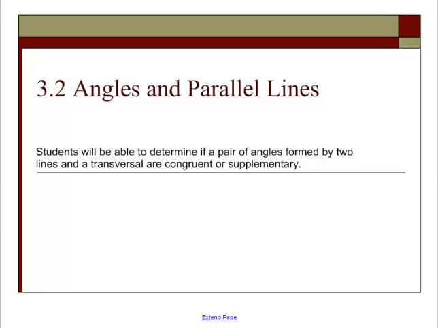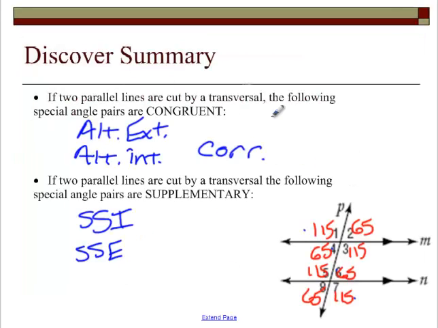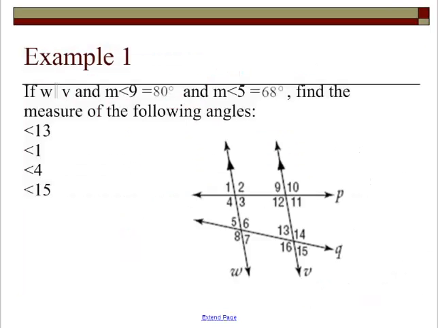So let's start working on angle pairs. We have this. Hopefully we take a minute, write this down so that we could talk about which ones are congruent and kind of work through it a little bit quicker. So we know angle 9 is 80 degrees, and we know angle 5 is 68. Alright, now find the measure of the following angles.